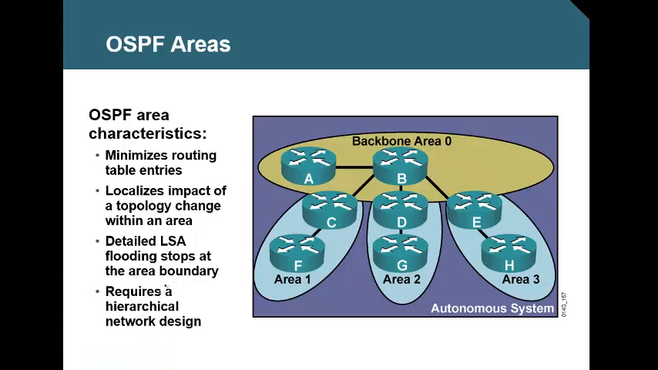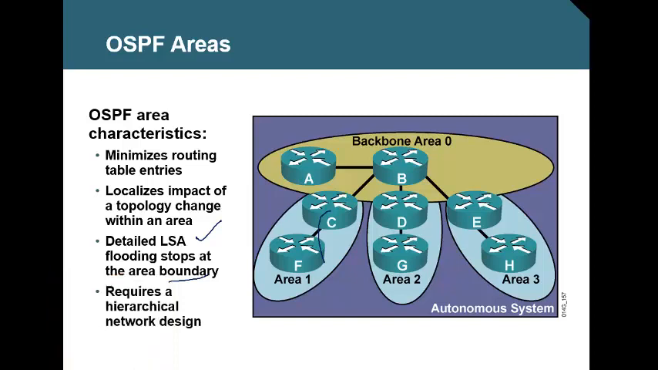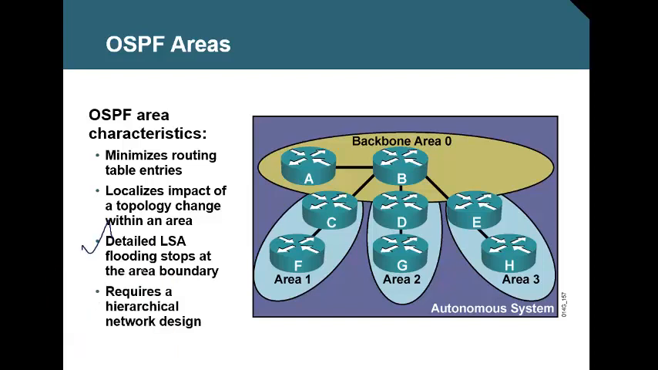Next, the detailed LSA flooding stops at the area boundary. That's what I said. When you do summarization, the detailed LSA will not go. So only when you do summarization is this possible. Detailed LSA flooding stops at the area border router. So you see, summarization is so important.